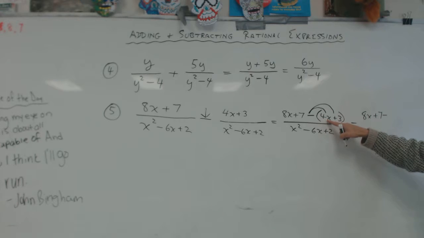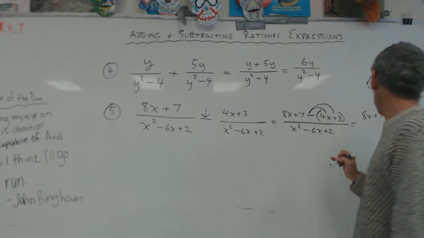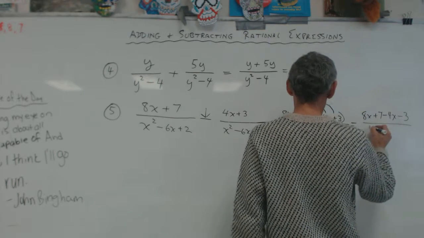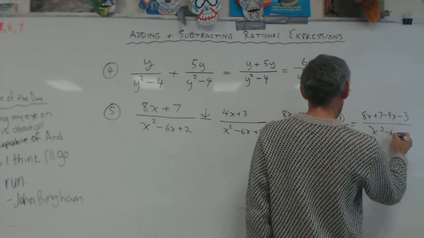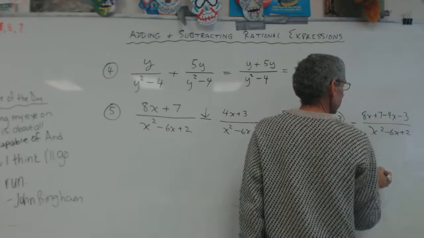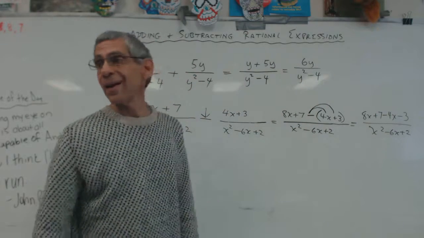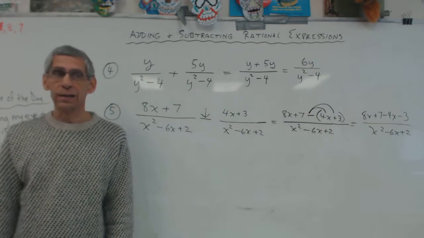Negative times 4x is negative 4x, right? You see what I mean? Negative 4x. Negative times 3 is negative 3. You see that? Okay, all over x squared minus 6x plus 2. Are there any like terms that I can combine?